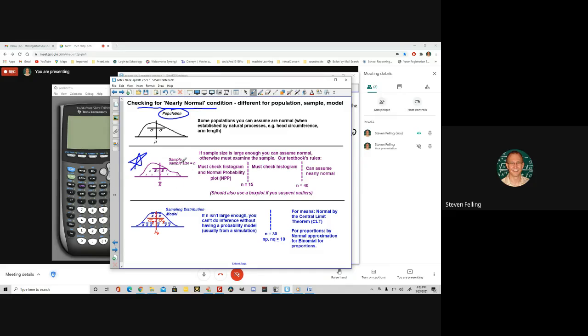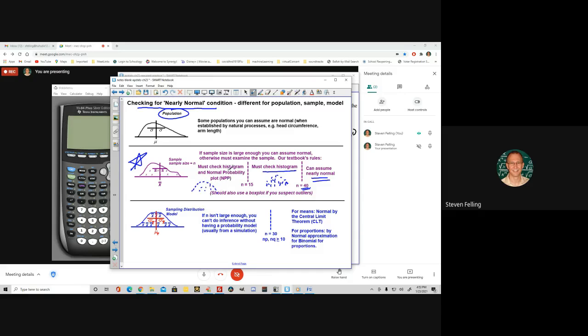So if you're lucky and the sample size is over 40, then you can just assume that this is nearly normal, okay? If it's between 15 and 40, then you use a histogram, because then there's enough data for you to see if the shape is mound-shaped and there are no visible outliers. If it's less than 15, then the idea is you want the envelope to be nearly normal, even if this is sparsely filled in.